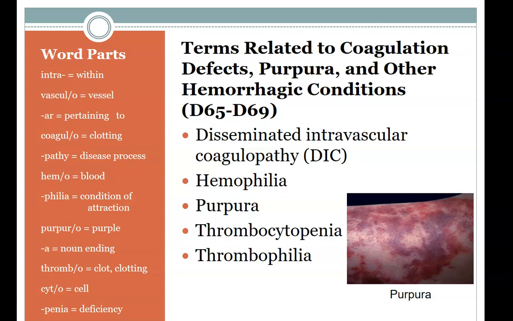Your word parts. Intra equals within. Vascular is vessel. R, pertaining to. Coagulo is clotting. Pathy is disease process. Hemo is blood. Philia is condition of attraction. Purpura is purple. A is noun ending. Thrombo is clot or clotting. Cyto equals cell. And penia is deficiency.